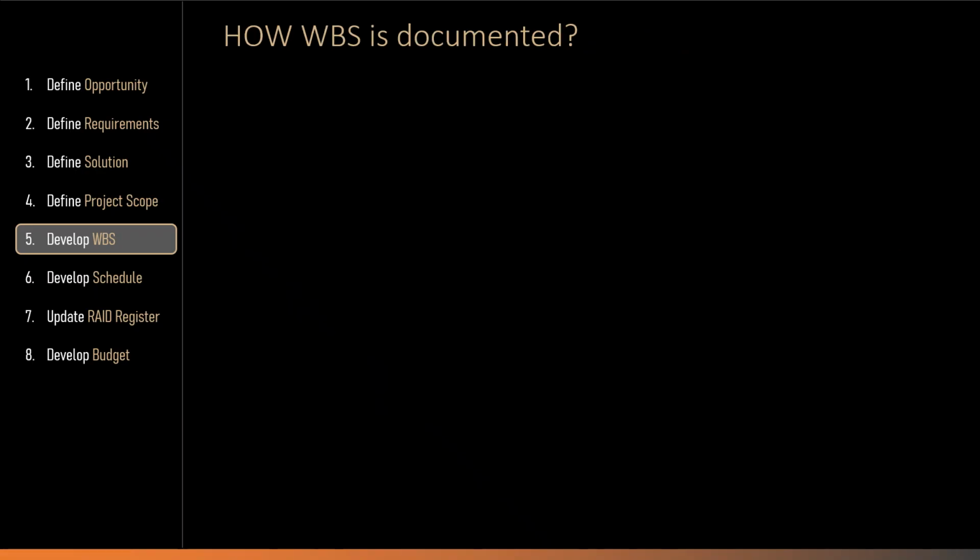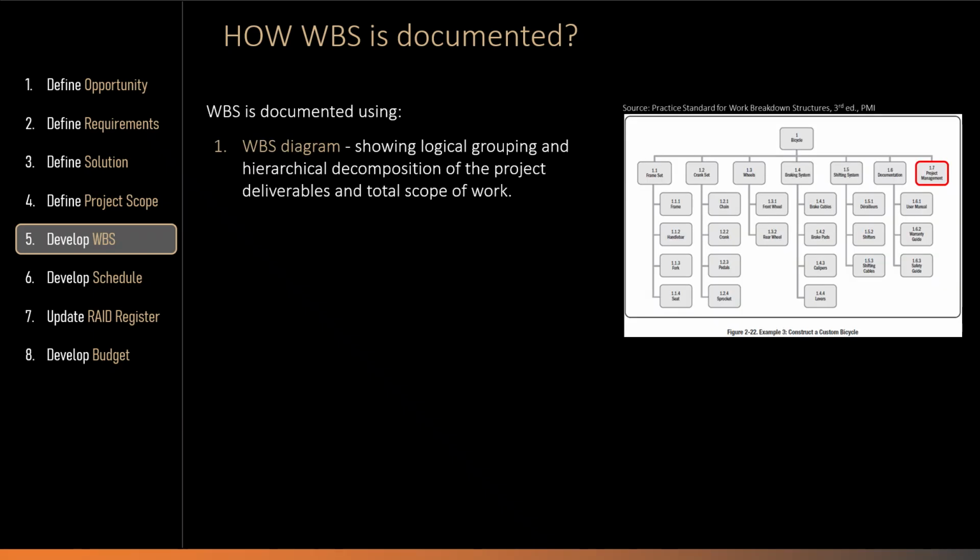So, how do we document the project WBS, work breakdown structure? Usually, WBS documentation has two parts. The first part is the WBS diagram. This is the visual breakdown of the project scope. It shows how the total scope is divided into deliverables and then further broken down into smaller work packages.